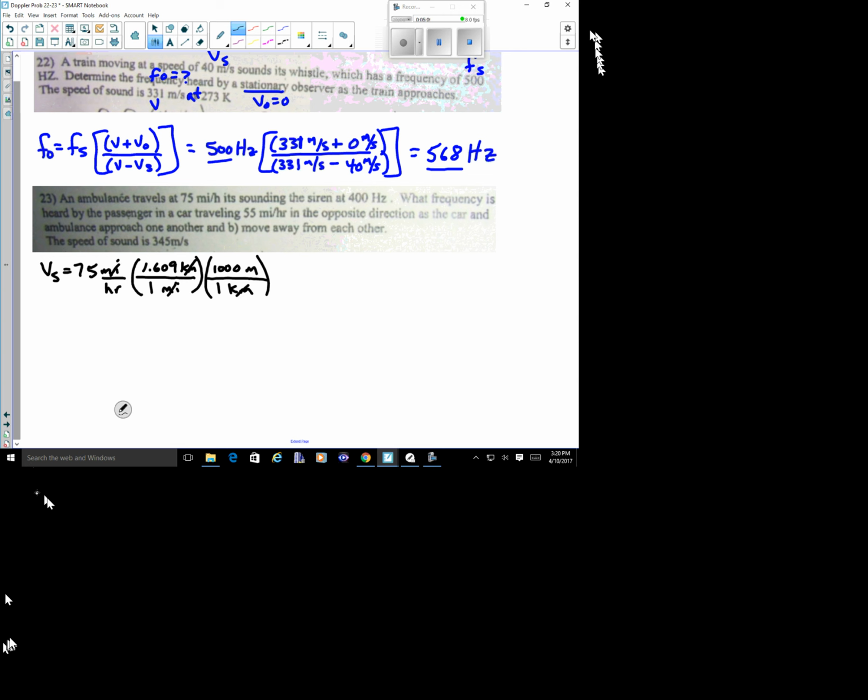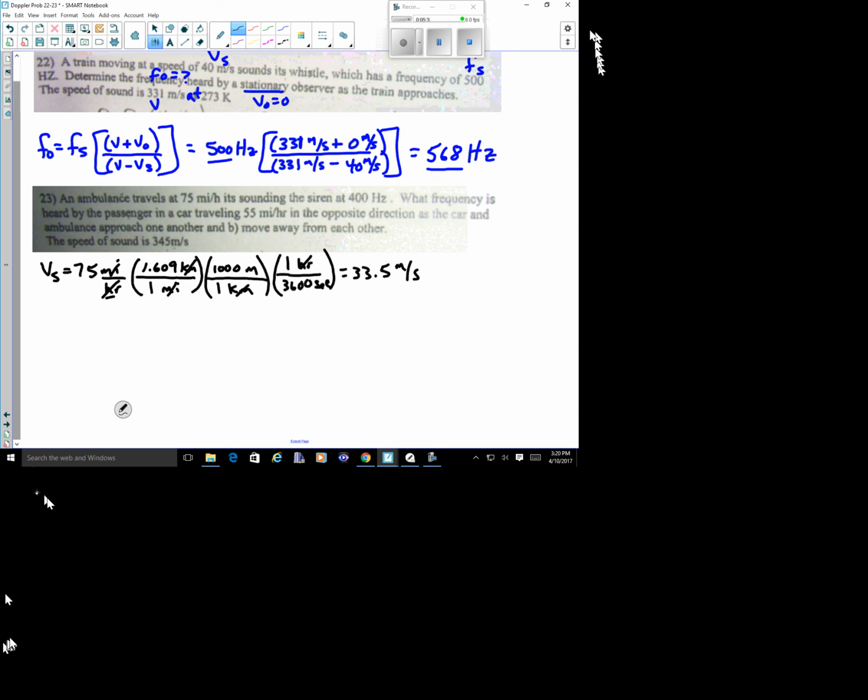So the hours over here are on the bottom. So I'm going to put 1 hour on top, and 1 hour is 3,600 seconds. Now the hours canceled out. You do all the math, and you end up getting 33.5 meters per second for the velocity of the source. Now I got to do the same thing because it says the observer is also moving.